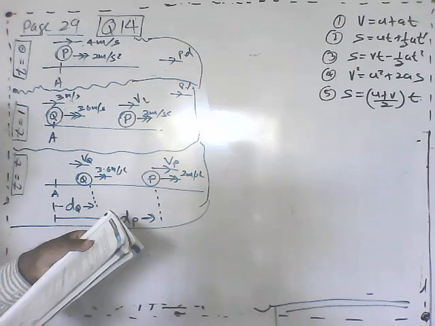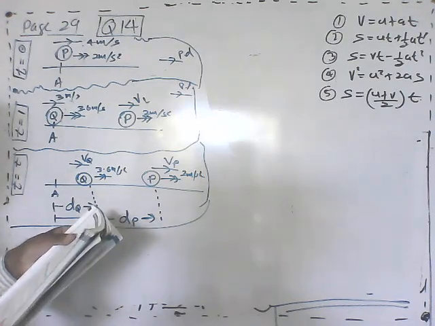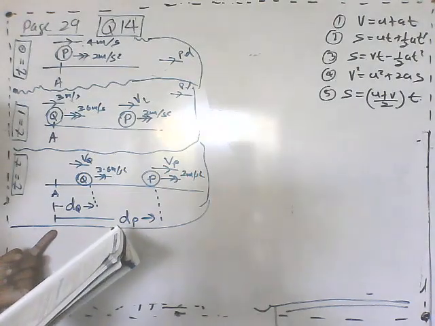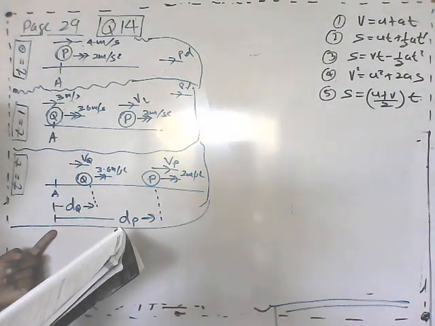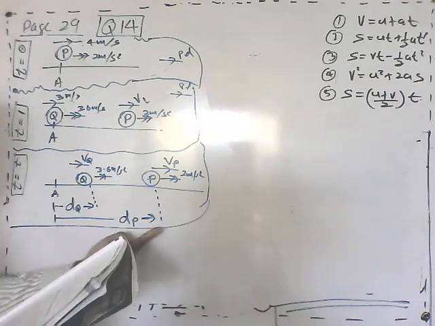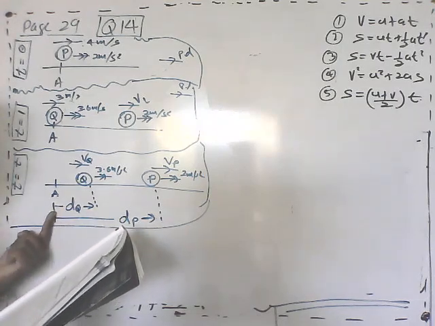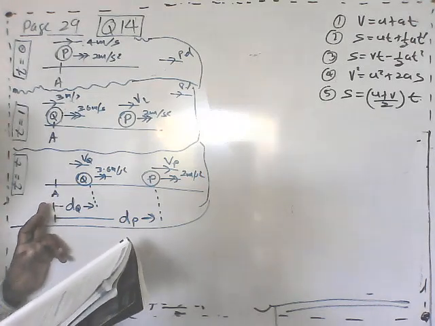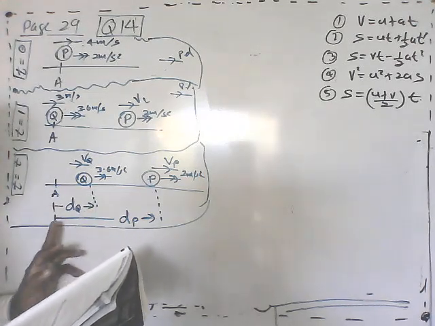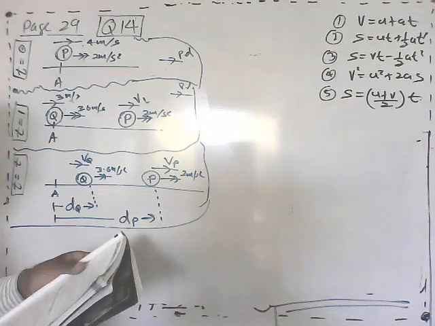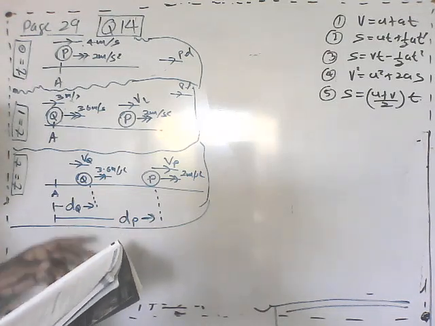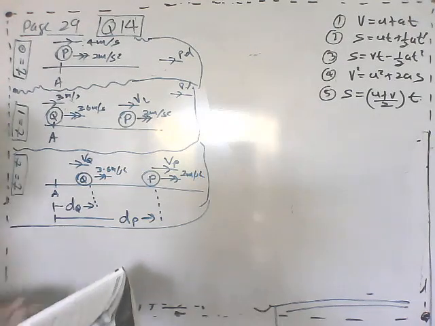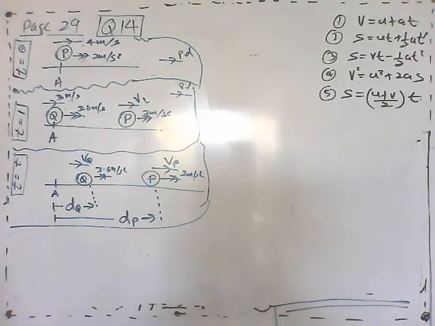Now it says, write down the expression for the displacement of P. This is part A. The displacement of P and the displacement of Q, from A. The displacement is measured from A, which is why I have put dQ and dP. Now they want expressions in terms of t, so those expressions should have t only. And we will see that.